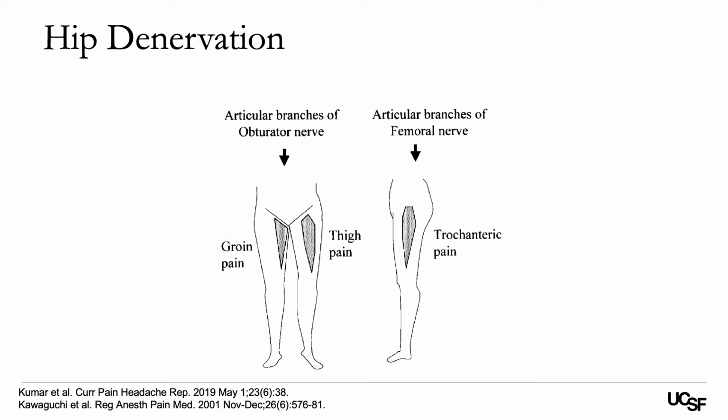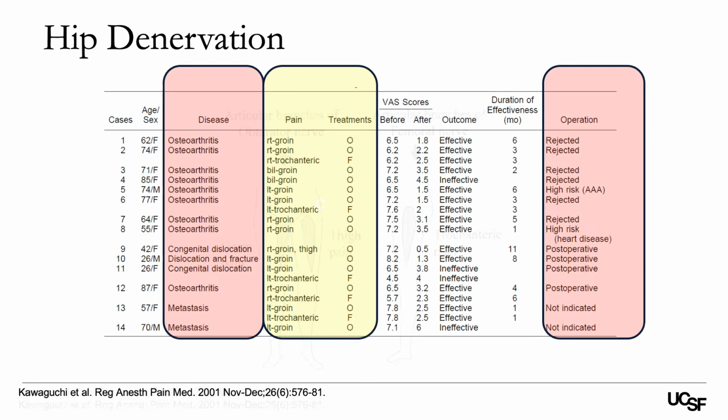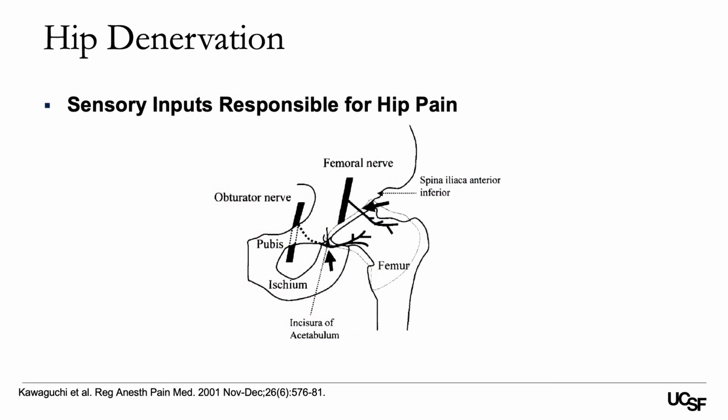In 2001, Kawaguchi and colleagues reported their experience in a case series of 14. All of their patients were not surgical candidates, either because of comorbidities or. Radiofrequency neurotomy was performed at 80 degrees Celsius for 90 seconds.